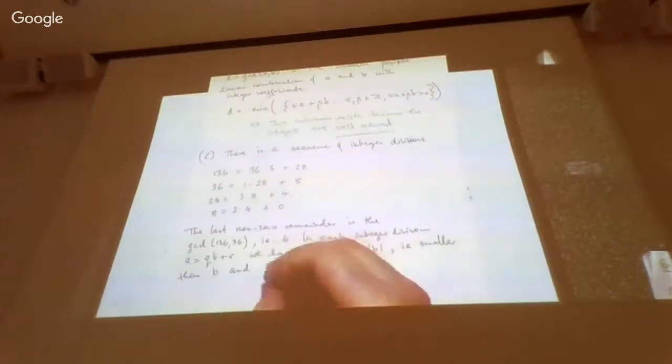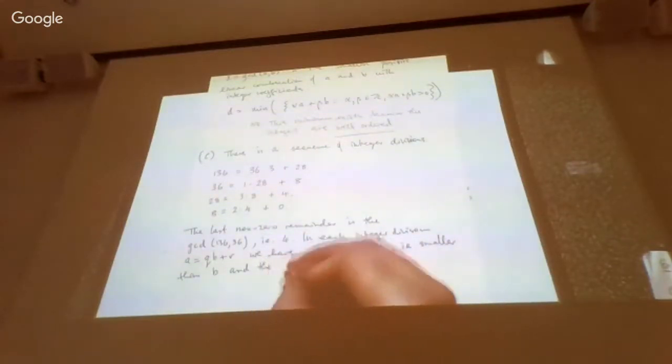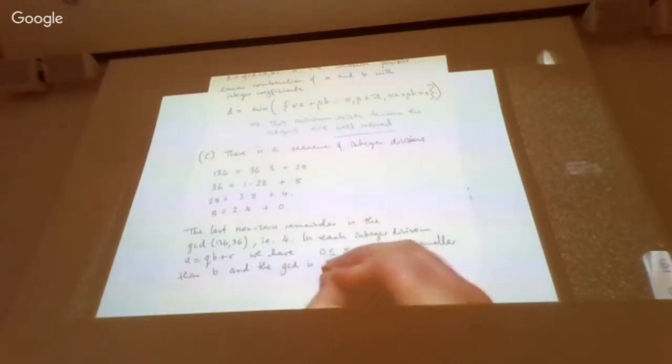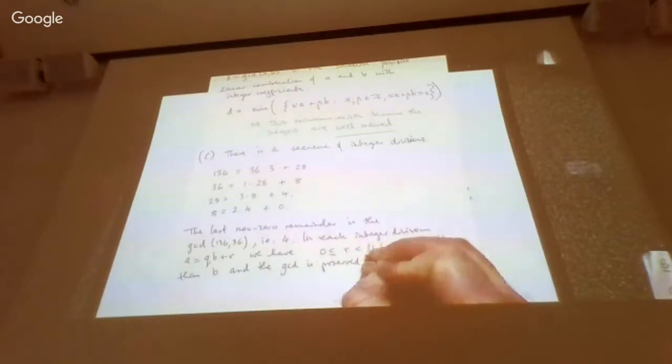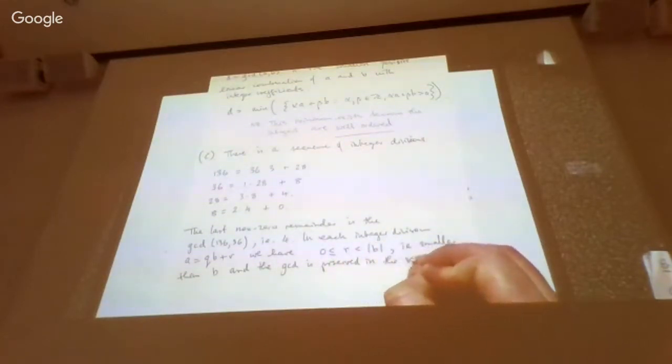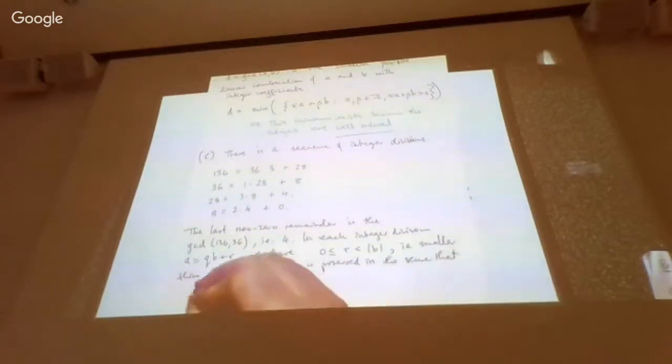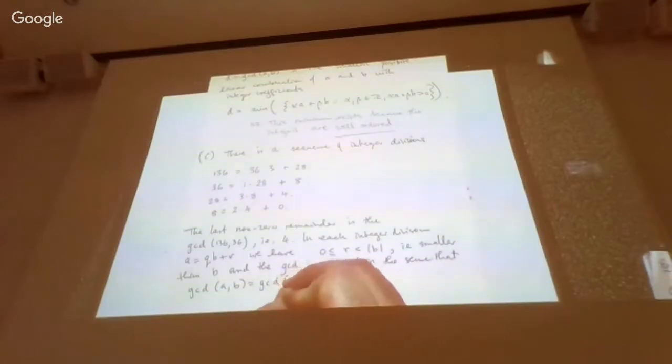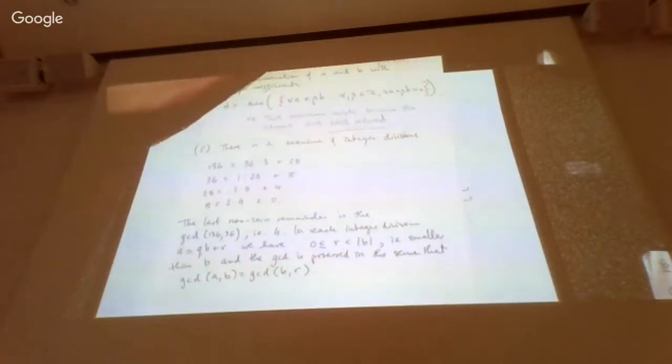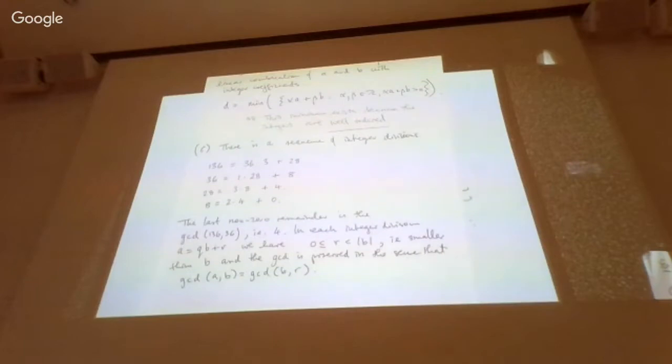And second point about this is the GCD is preserved, in the sense that the GCD of A and B is the GCD of B and R. Okay, we're stating these results. We're not going and proving them necessarily. Didn't ask for a full ground up proof, except explain why the number produced is the GCD.